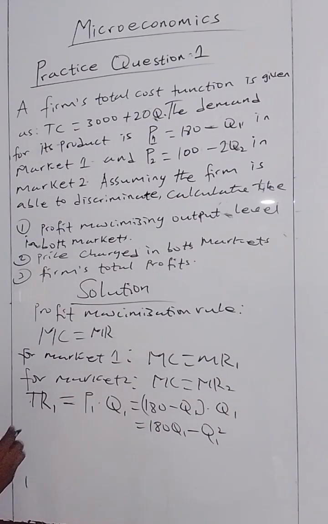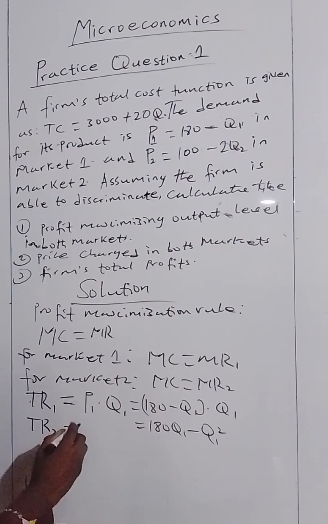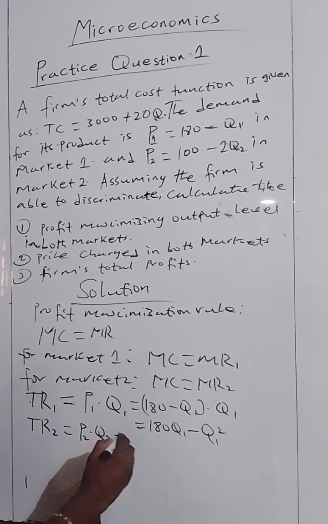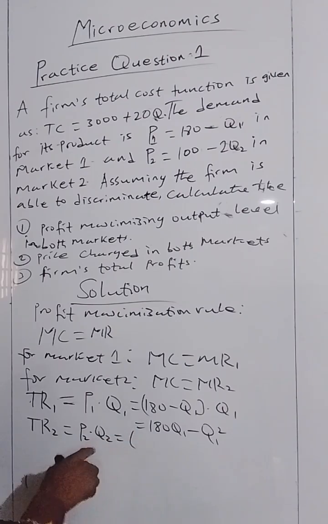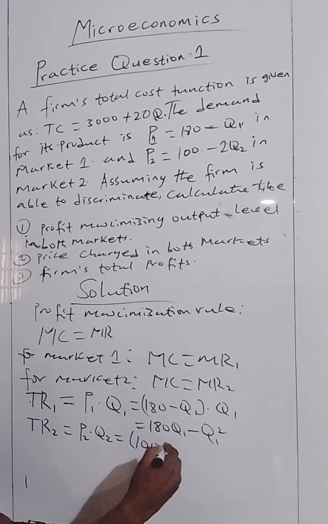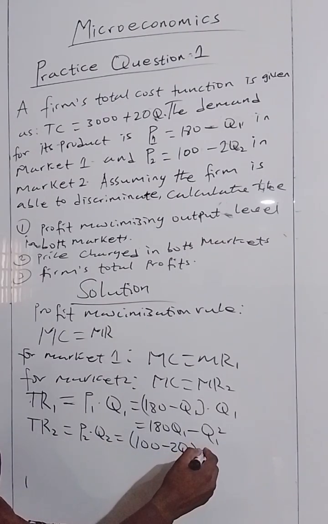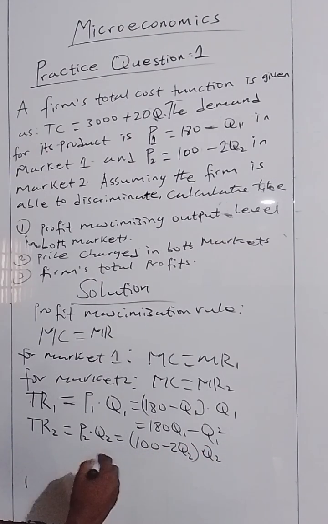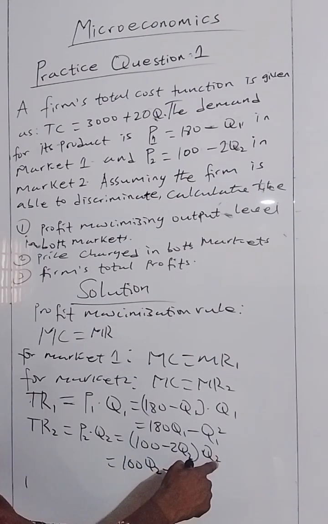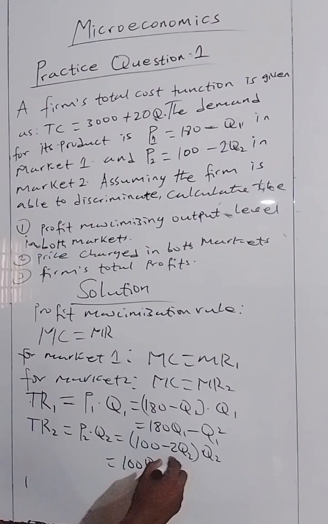Also, we can find the total revenue from market 2. That would be P2 multiplied by Q2. Then this will be equal to the demand function, that is P, we have 100 minus 2Q2, then multiplied by Q2. We multiply by Q2, so we are going to have 100Q2 minus Q2 multiplied by 2Q2, so we have minus 2Q2 squared.